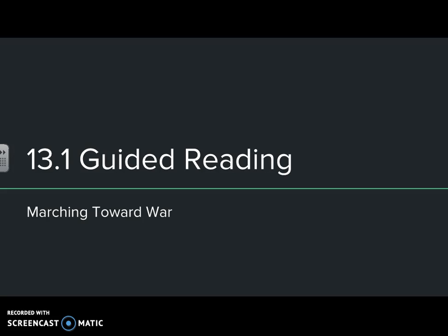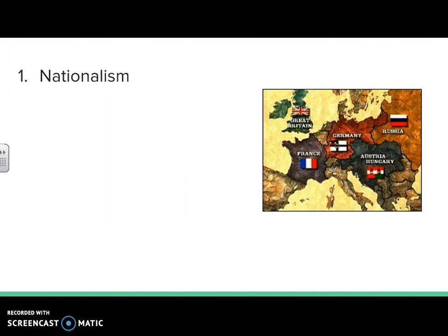We're working today on this section that's called Marching Towards War. And this is the first section about World War I that we're going to look at. So the way that your guided reading is set up is that for each box you have a term, and we're going to describe what it is, and then we're also going to describe how did it increase tensions among European nations.